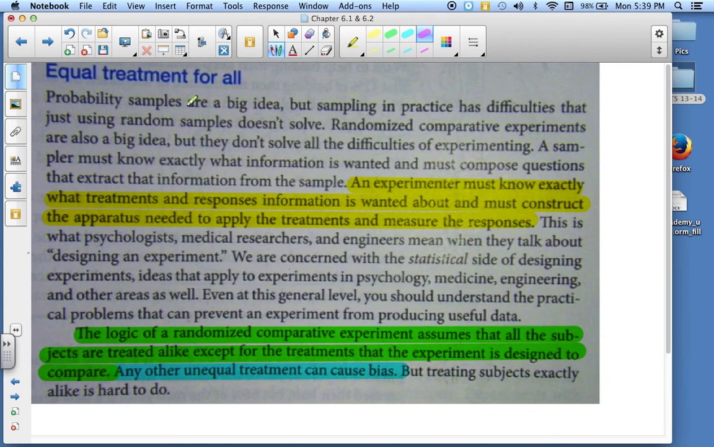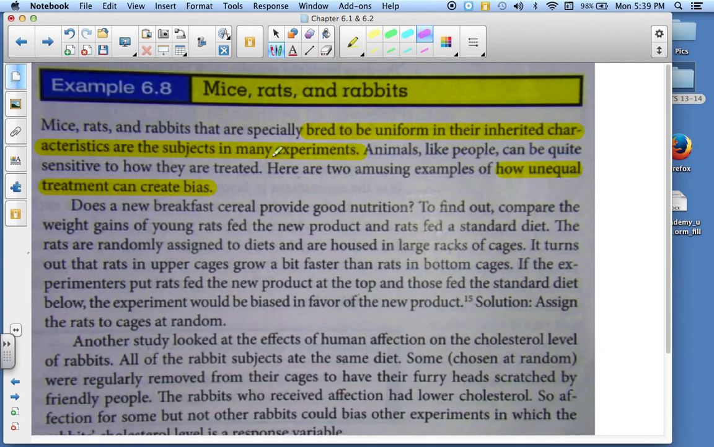It is important for you to treat everyone equally in an experiment because you don't want someone to get the idea that they feel more comfortable. So you want to make sure everyone's on an equal playing field. For instance, in this particular case right here, mice or rats were given a new product, and then some rats were given a standard product.